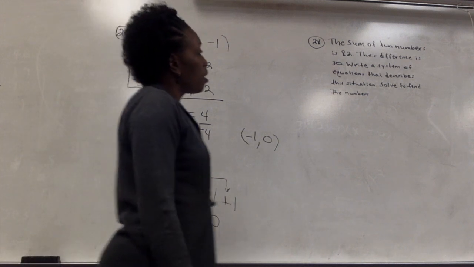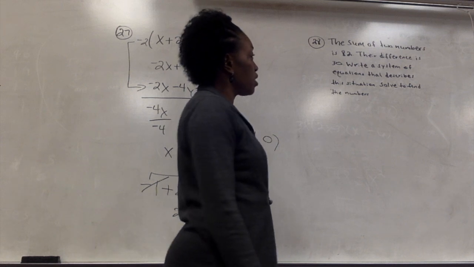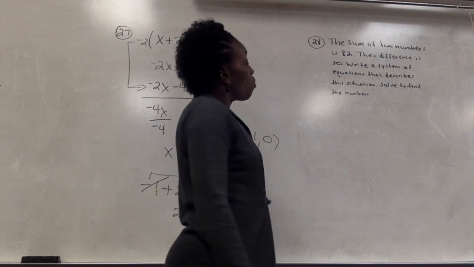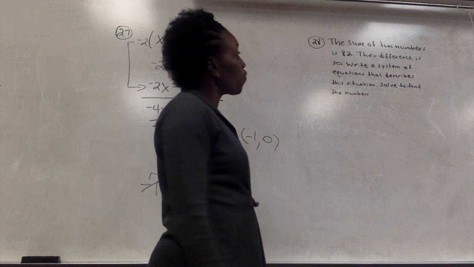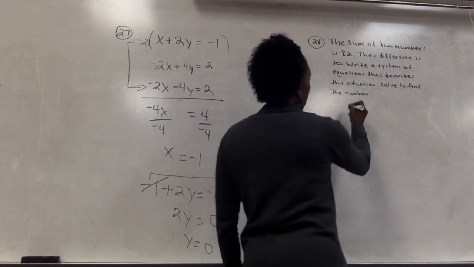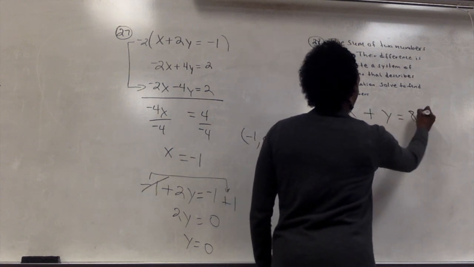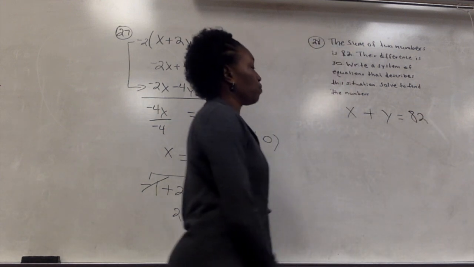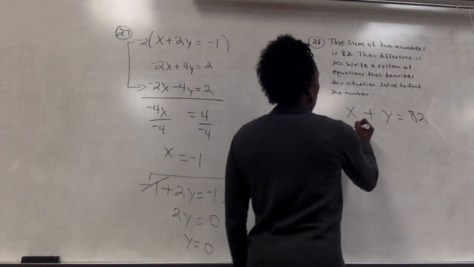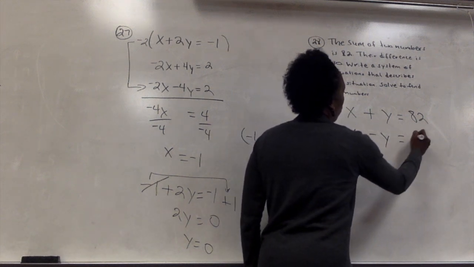Let's look at this problem. The sum of two numbers is 82. Their difference is 30. Write a system of equations that describes the situation. Solve to find the numbers. Now, we're going to set up two equations here. So we're going to take our first sentence, the sum of two numbers is 82. So I'm going to use x and y as my variables. Sum means addition, is means equal, and I have my 82. Their difference means subtraction. So my second equation, x minus y, is 30.